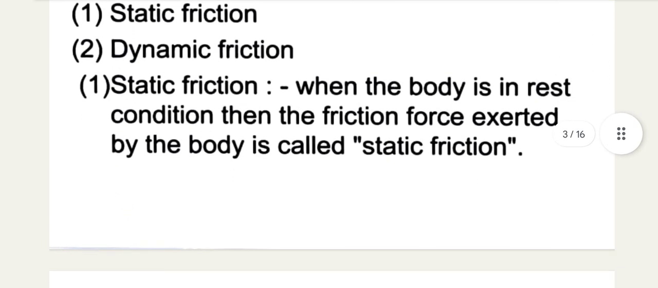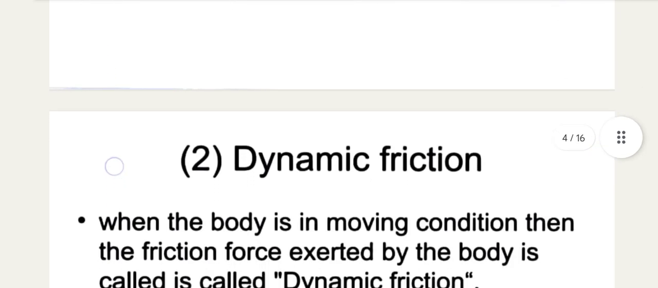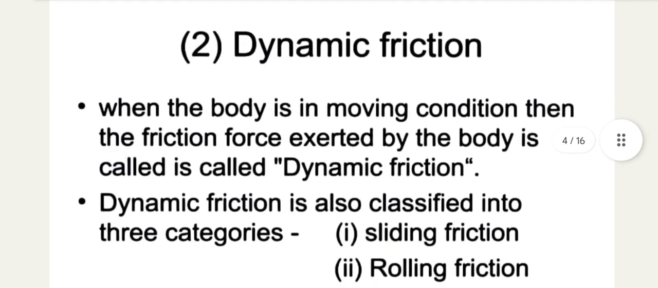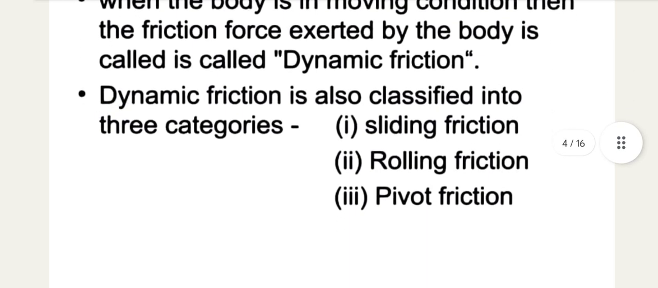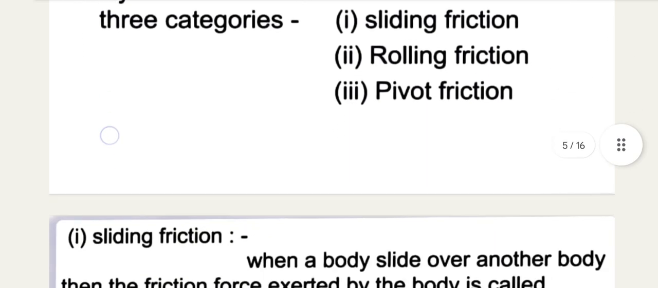Static friction: when the body is in rest condition, then the friction force exerted by the body is called static friction. Dynamic friction: when the body is in moving condition, then the friction force exerted by the body is called dynamic friction. Dynamic friction is also classified into three categories: sliding friction, rolling friction, and pivot friction.